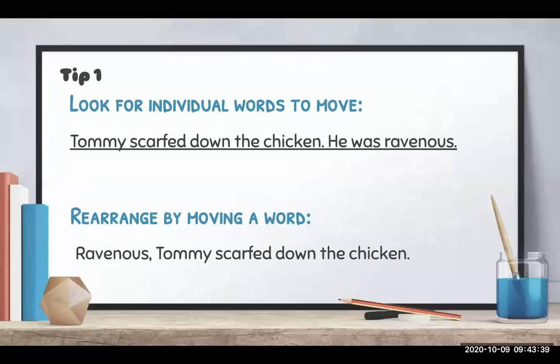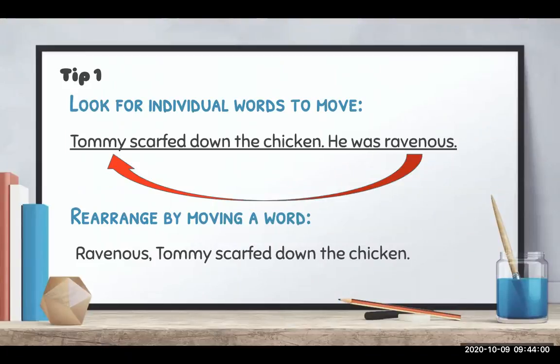Tip number 1. When trying to put the best words in the best order, we can sometimes move a descriptor word in front of the noun it is describing. For example, ravenous modifies who or what in this sentence? Tommy, right? So we can move ravenous in front of Tommy to show that this word is describing how he's feeling. The closer the descriptor words are to the noun they describe, the better chance that we are being clear for our audience.